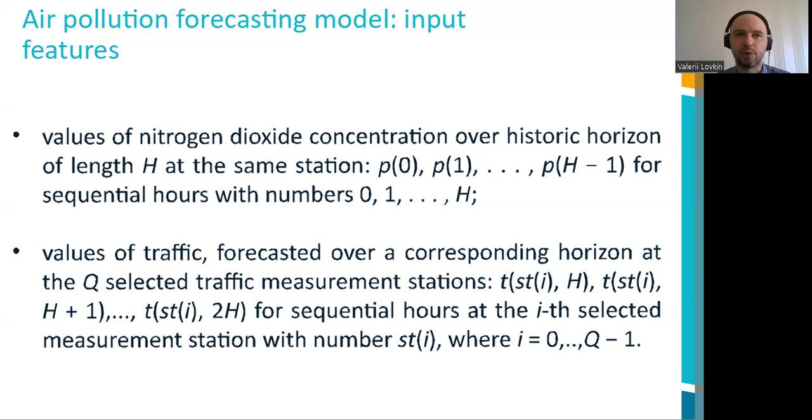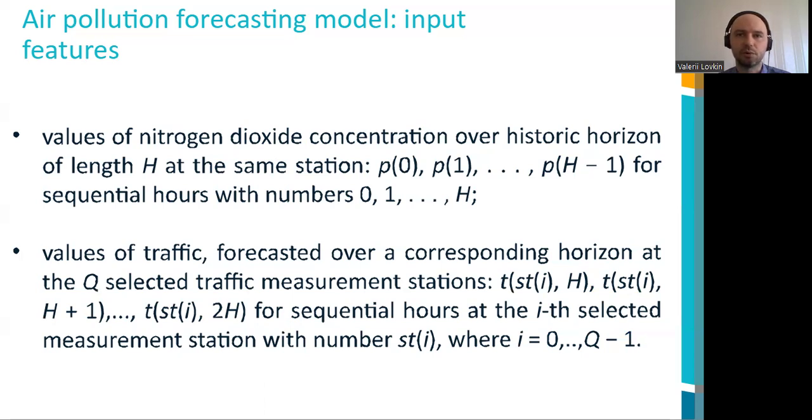So it is obvious that values presenting concentration of nitrogen dioxide should be measured on historic time horizon and used as input features for a forecasting model. This is the first part of input features of the proposed model. The second part is defined by traffic. As the problem is considered under constraints, traffic and air pollution by nitrogen dioxide can be measured at different places. And that's why it is necessary to define a way to get input features presenting traffic for a forecasting model.